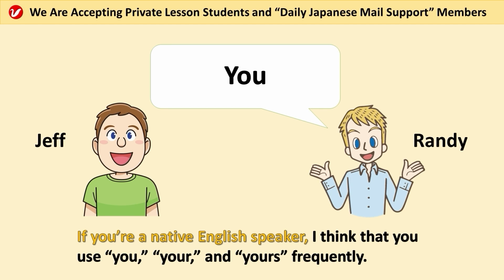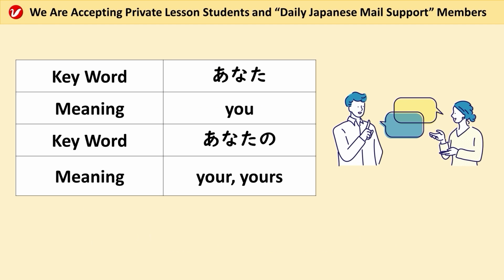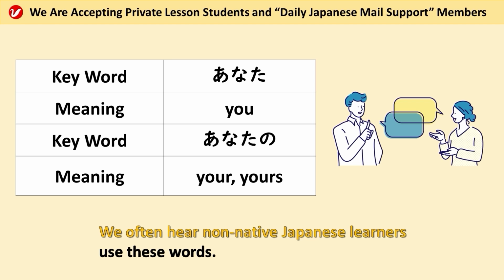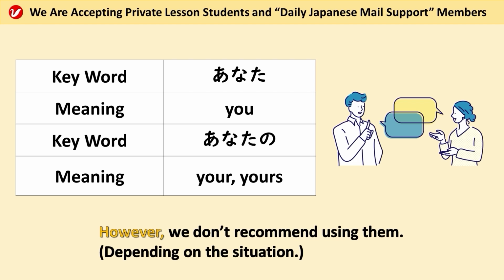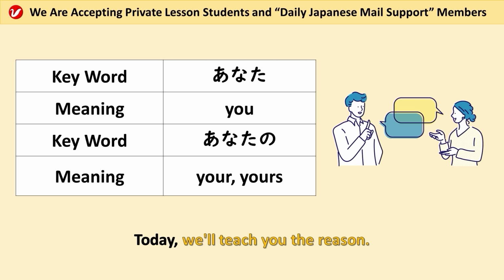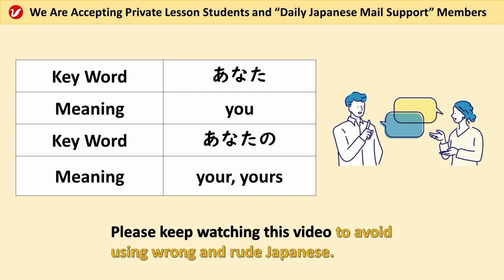If you're a native English speaker, I think that you use you, your, and yours frequently. You in Japanese is あなた. Your or yours is あなたの. We often hear non-native Japanese learners use these words. However, we don't recommend using them. Today, we'll teach you the reason. Please keep watching this video to avoid using wrong and rude Japanese.